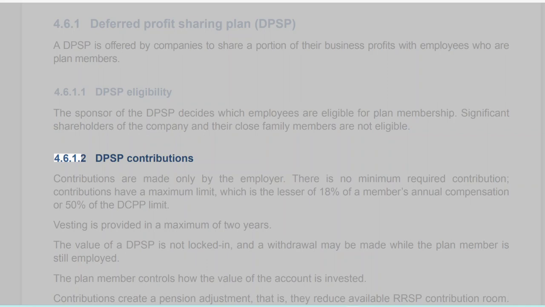For 4.6.1.2 DPSP contributions, contributions are made only by the employer. There is no minimum required contribution. Contributions have a maximum limit, which is the lesser of 18% of a member's annual compensation or 50% of the DCPP limit. Vesting is provided in a maximum of 2 years.